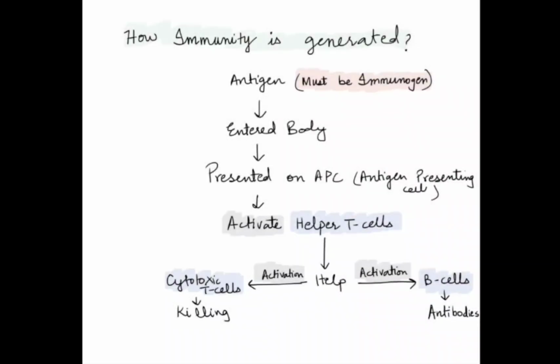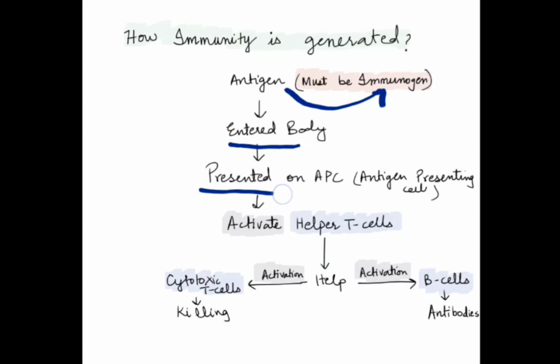So how is immunity generated? Immunity is generated due to the entry of antigen, but the antigen should be an immunogen. We will discuss the difference between antigen and immunogen in the next video. So the antigen, which is an immunogen, can generate the immune response that is discussed below. So the immunogen enters the body.